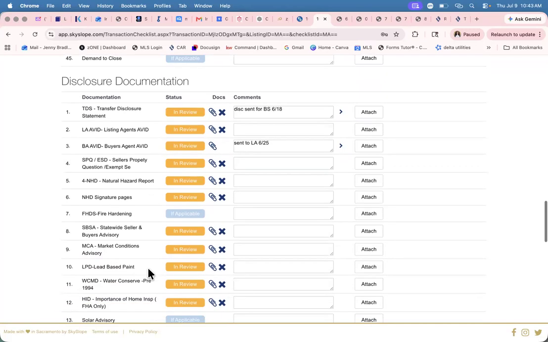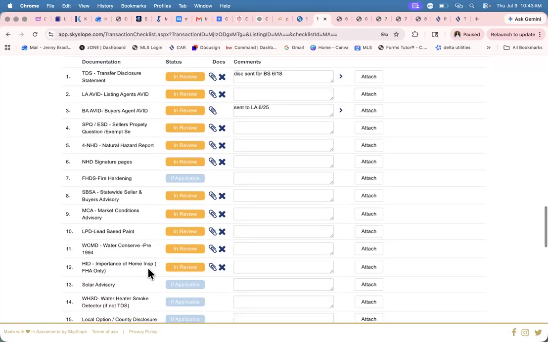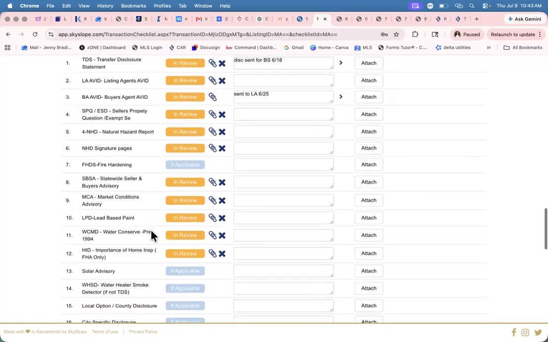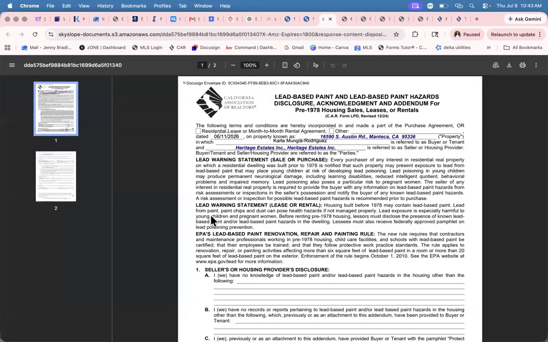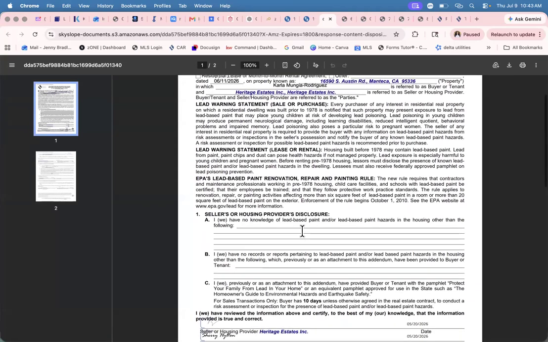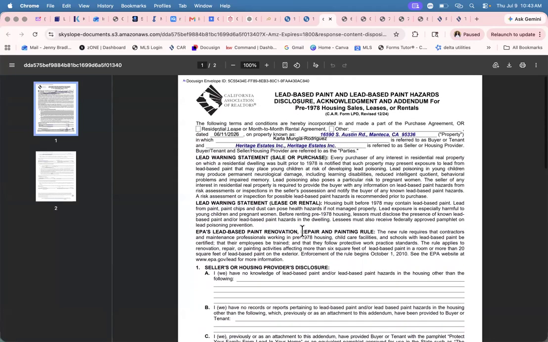All right. What else can we do? Oh, lead paint, lead-based paint. Okay, this is pretty important. It's disclosing about lead-based paint, if there's any acknowledgement on it. It's pre-1978. So if the house was built before 1978, you have to have this disclosure. Okay?